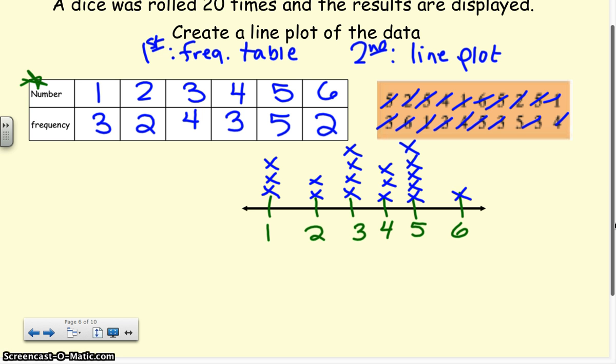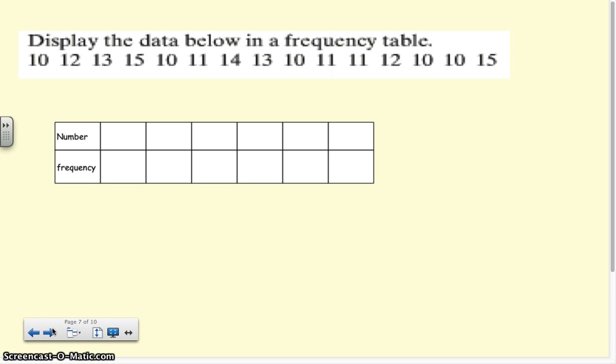6 occurs twice. Looking at this now, I can analyze this data set and say, okay, what is my mode? It's not helpful for me to find my mean here, but it's helpful for me to find my mode. And my mode would be my most often occurring number, which is 5. My mode of this data set would be 5. Another example, I'm going to display the data below in a frequency table.